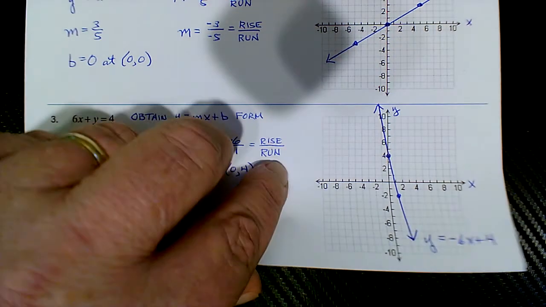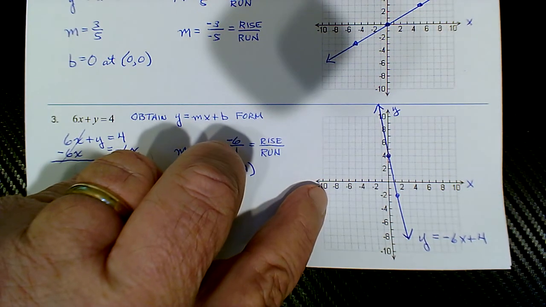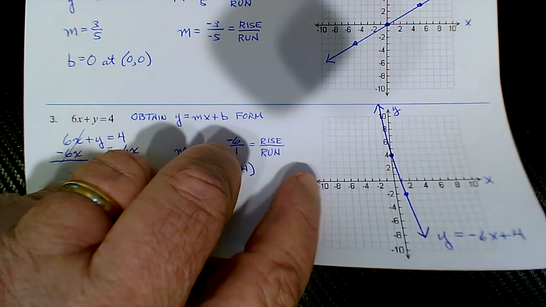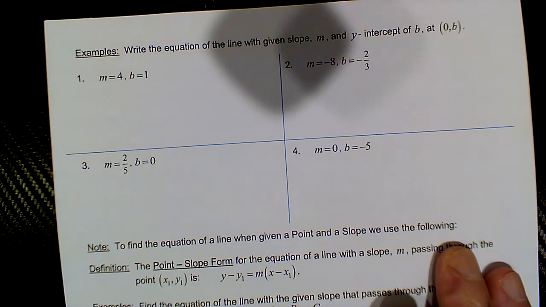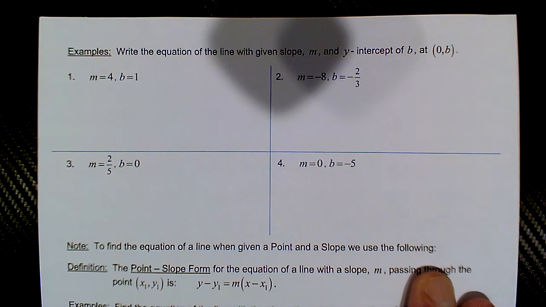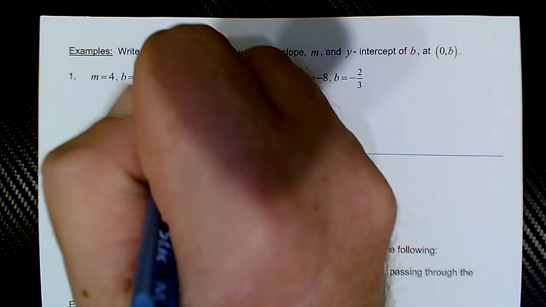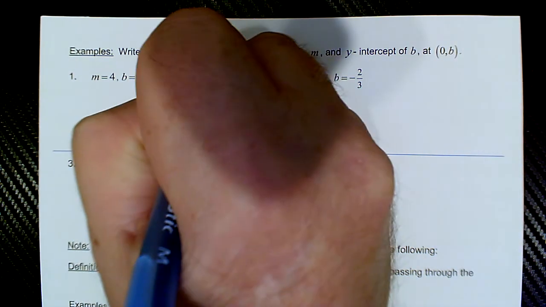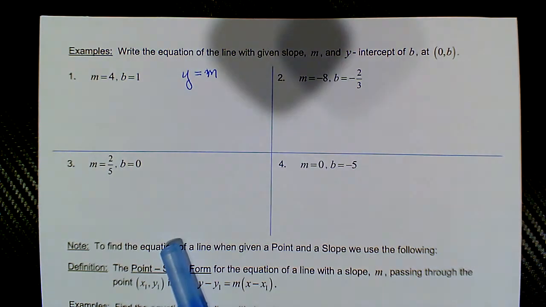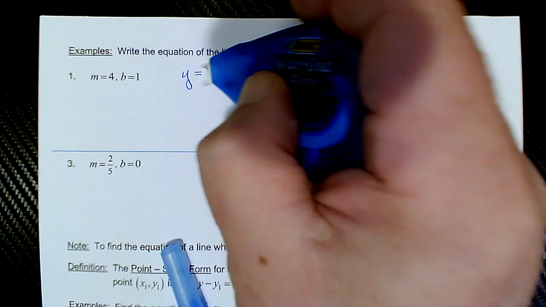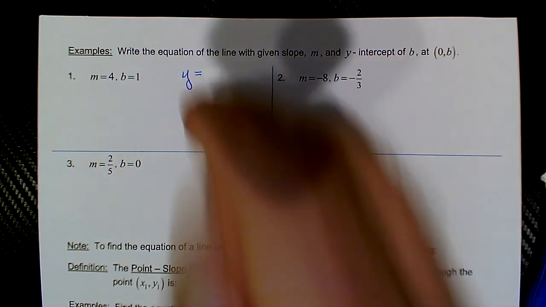Alright, so now to the second page. It says to write the equation of the line with the given slope, m, and the y-intercept b at the point (0, b). So remember the form. You couldn't really ask for a simpler question. All it is is basic substitution into our equation. Because the general equation, once again, is y equals mx plus b. And so all we're doing is substituting.